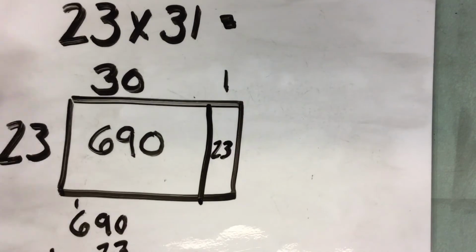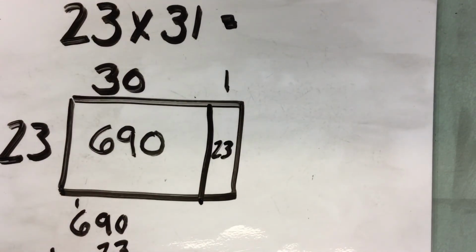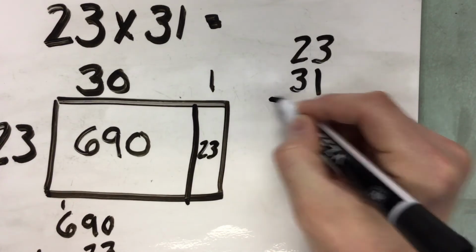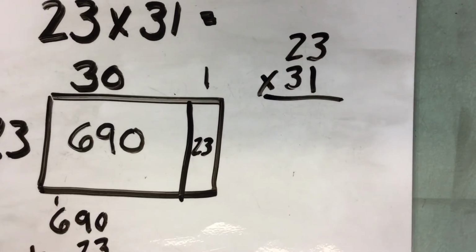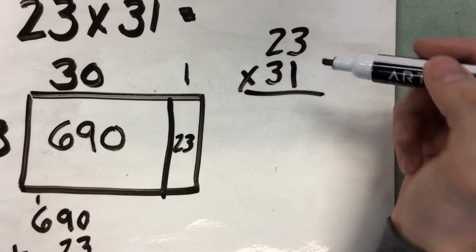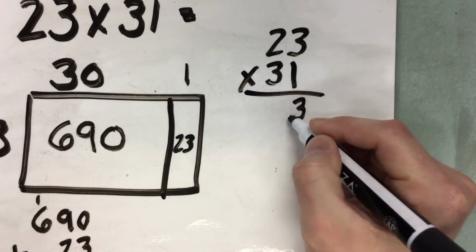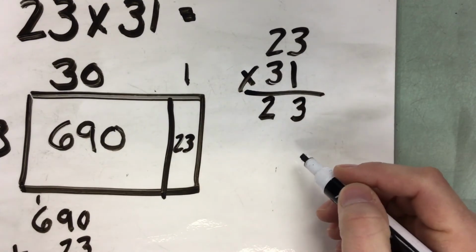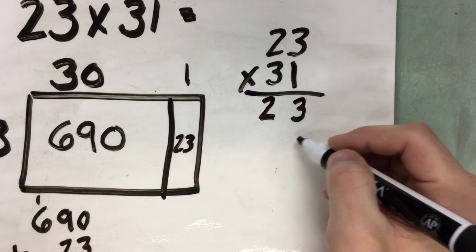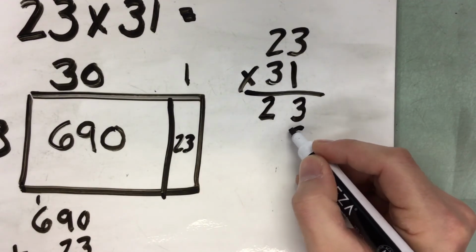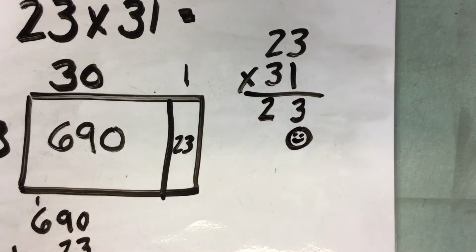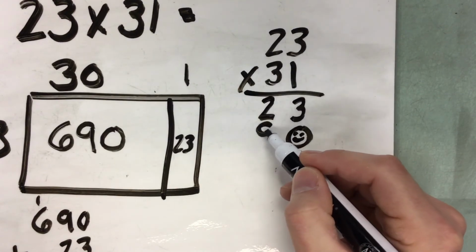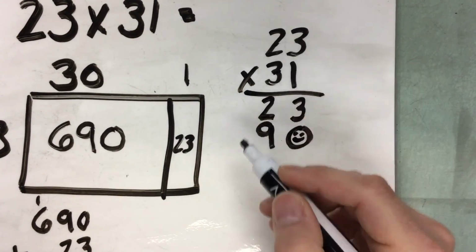How do you set up the standard algorithm for 23 times 31? So I'm going to put 23 and 31, just like this. Now I'm going to multiply. So 1 times 3 is 3. Then I'm going to go 1 times 2, which is 2. Now at this point, since I'm moving to my second digit, the 3 is really a 10, so I've got to remember to drop a 0. You can put a smiley face in there to help you remember. Then I'm going to do 3 times 3, which is 9. And then 3 times 2, which is 6.